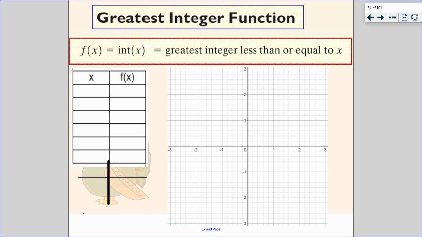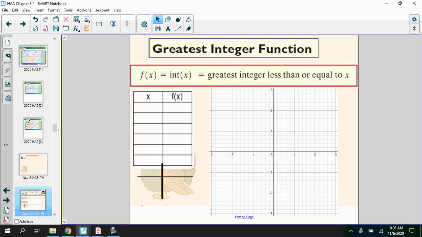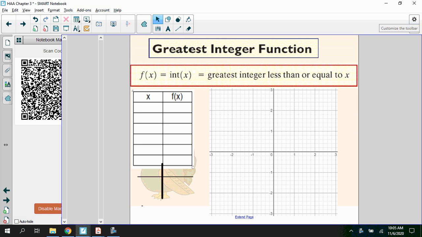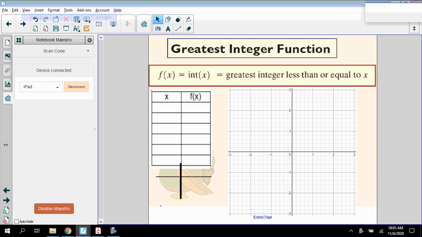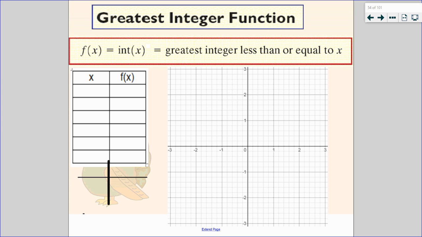So this is a little confusing. It's the greatest integer less than or equal to x. So remember, integers are positive or negative whole numbers. And so you're looking for values that are greater than or less than or equal to x.